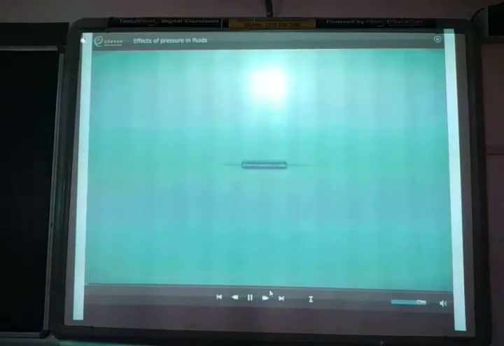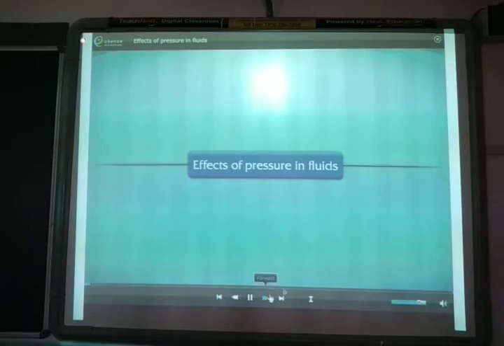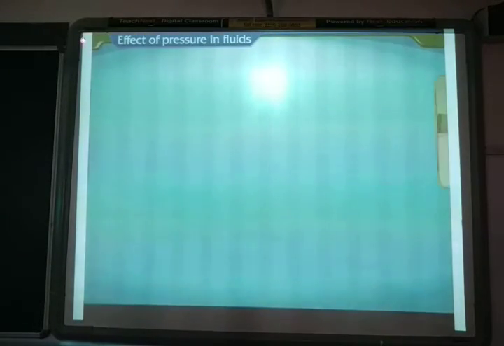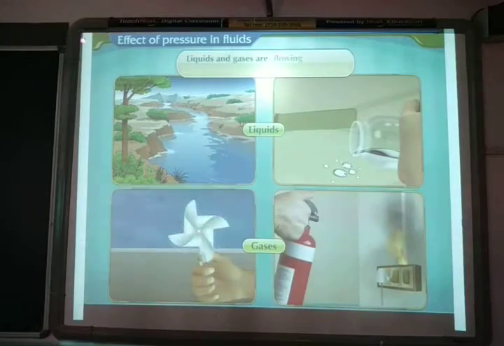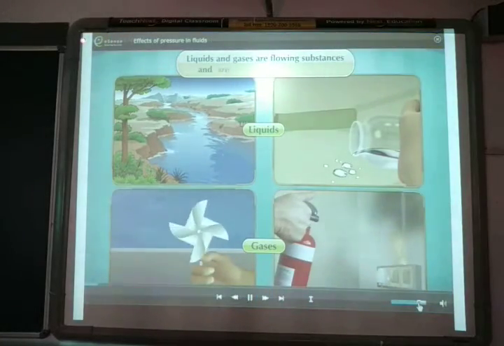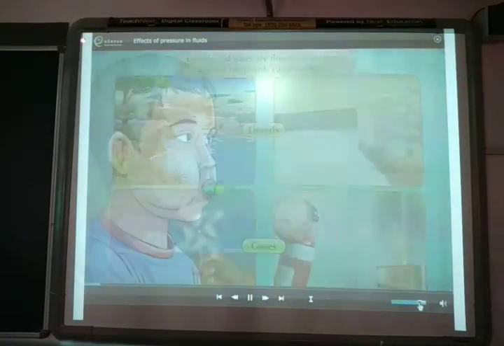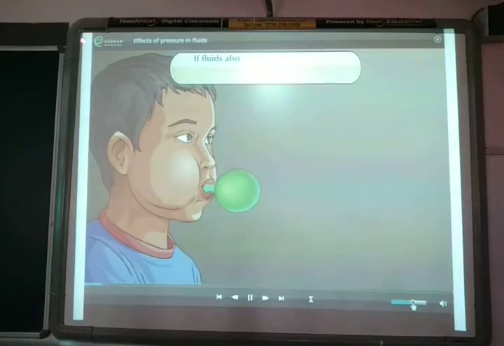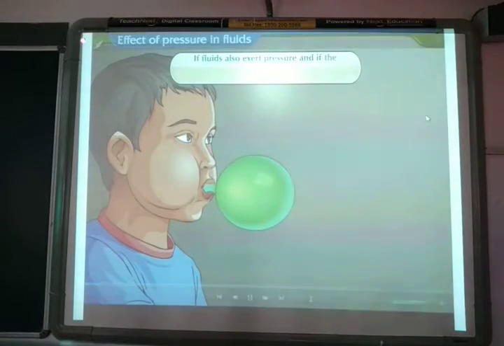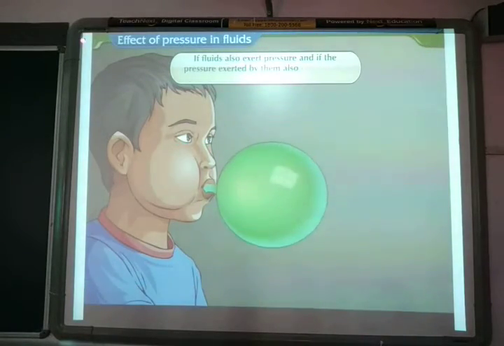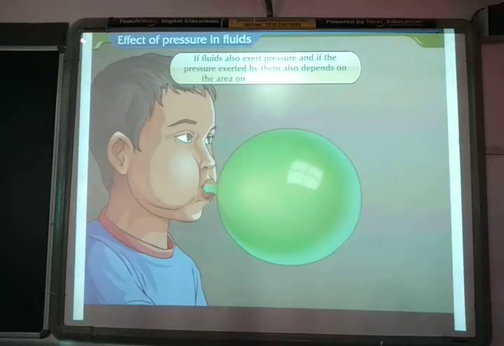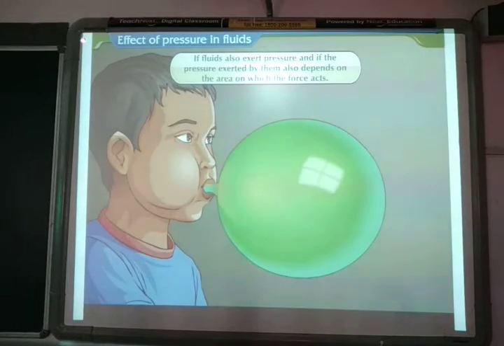Effects of pressure in fluids. Liquids and gases are flowing substances and are collectively called fluids. Let us find out if fluids also exert pressure, and if the pressure exerted by them also depends on the area on which the force acts. To find the answer, we shall perform an interesting activity.